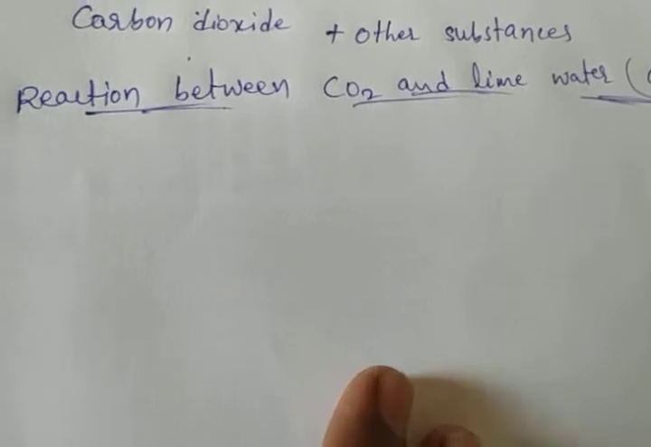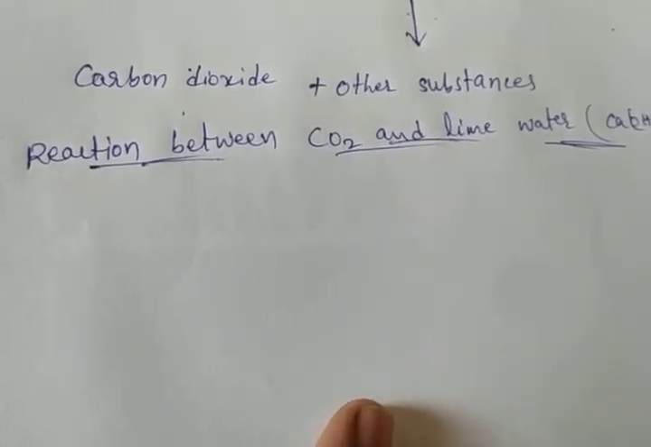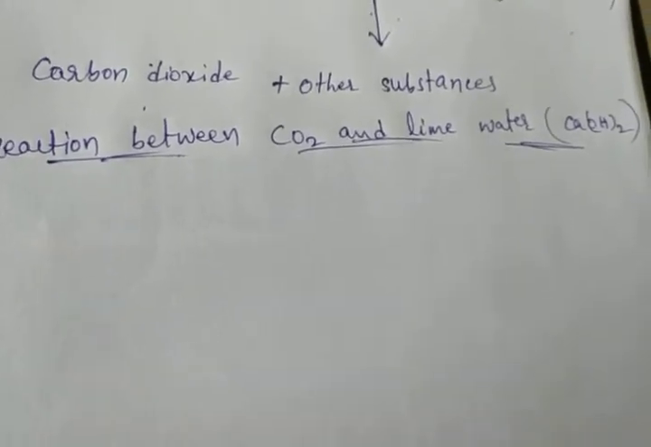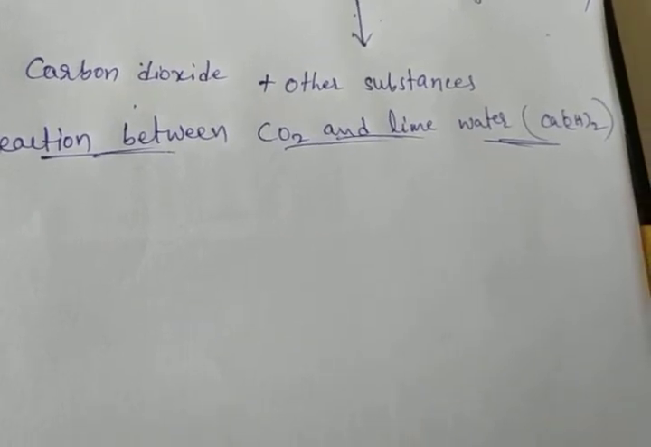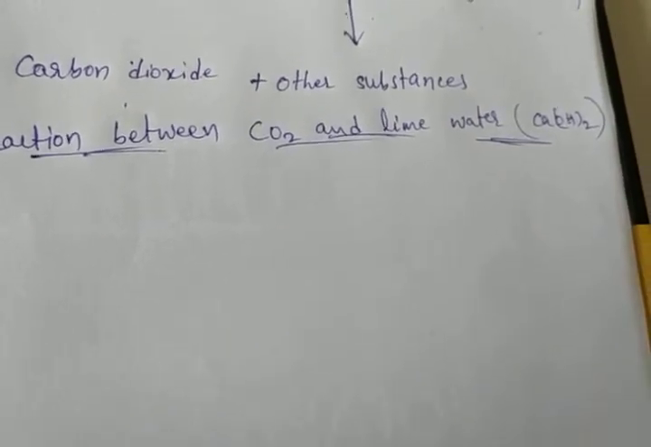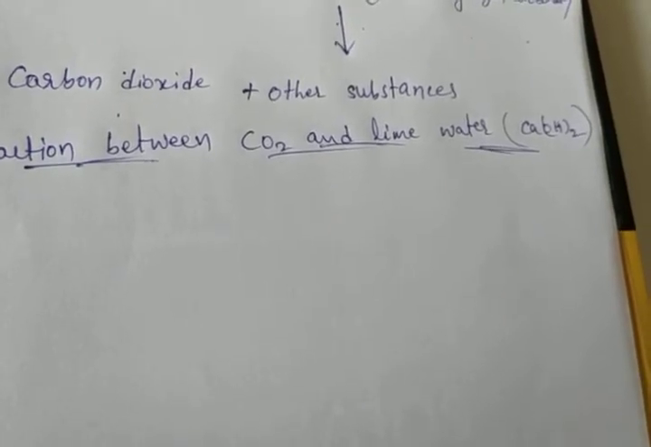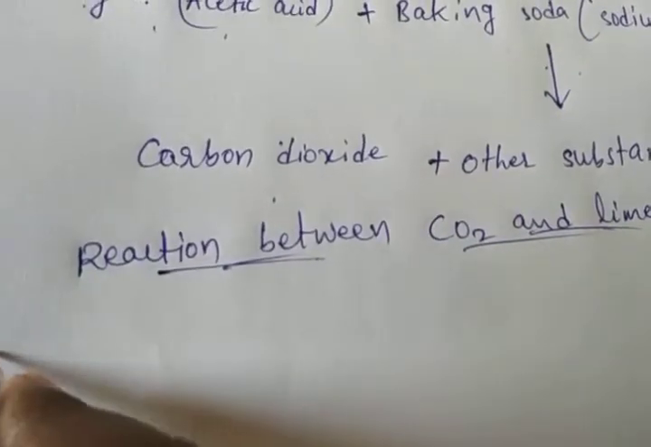Now, in the test tube we first take acetic acid, that means vinegar, and add it to baking soda. It will form carbon dioxide and other substances. Before, we discussed this reaction, and that carbon dioxide we can pass through the lime water.